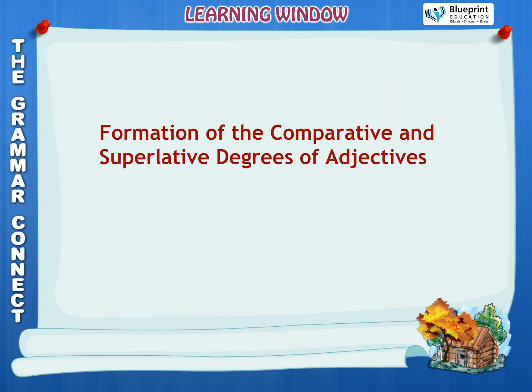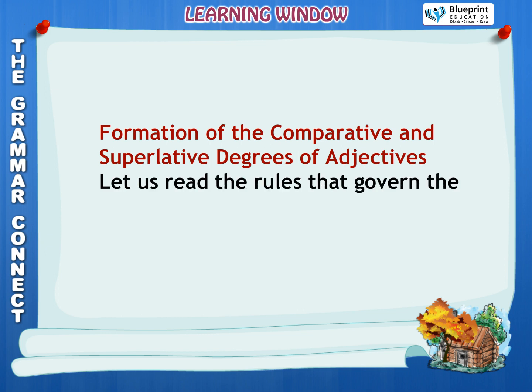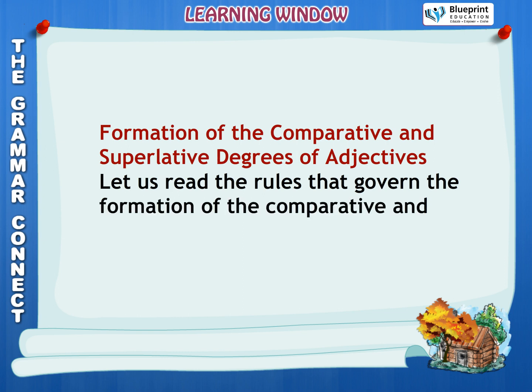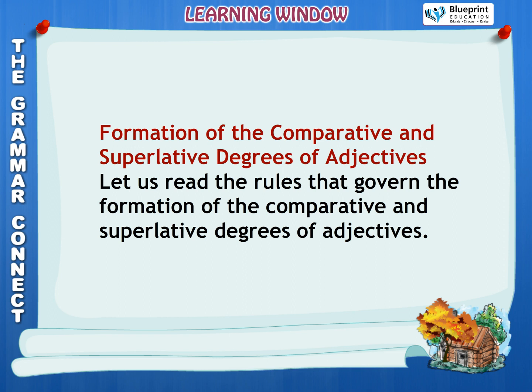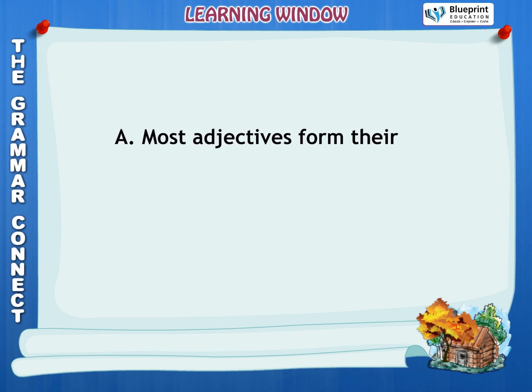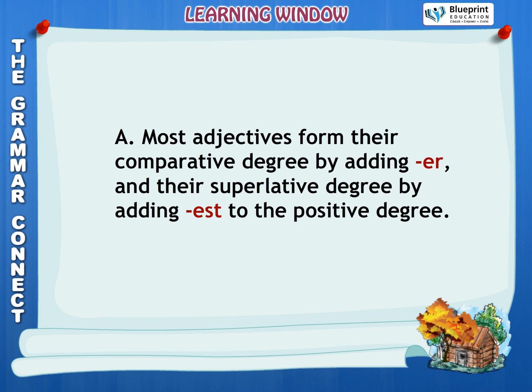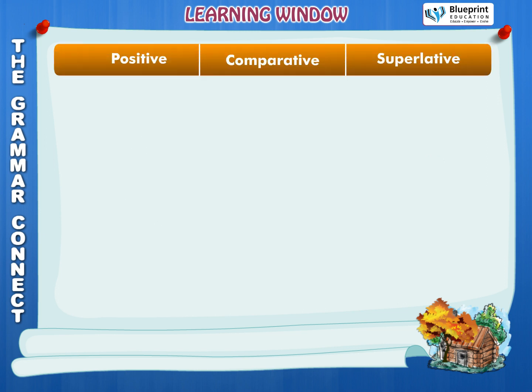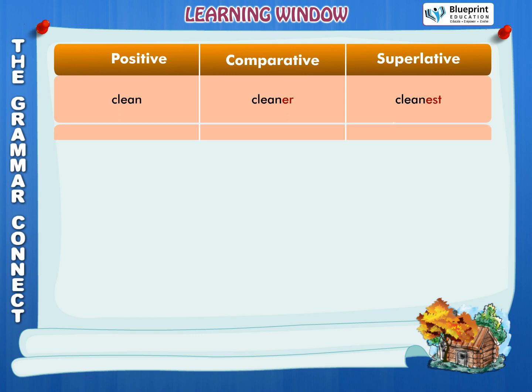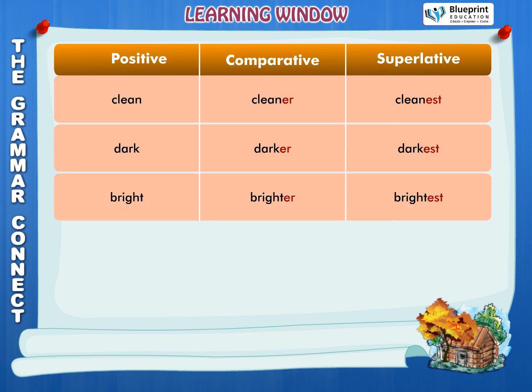Formation of the comparative and superlative degrees of adjectives. Let us read the rules that govern the formation of the comparative and superlative degrees of adjectives. A. Most adjectives form their comparative degree by adding er and their superlative degree by adding est to the positive degree. Positive, clean. Comparative, cleaner. Superlative, cleanest. Dark, darker, darkest. Bright, brighter, brightest. Thick, thicker, thickest.